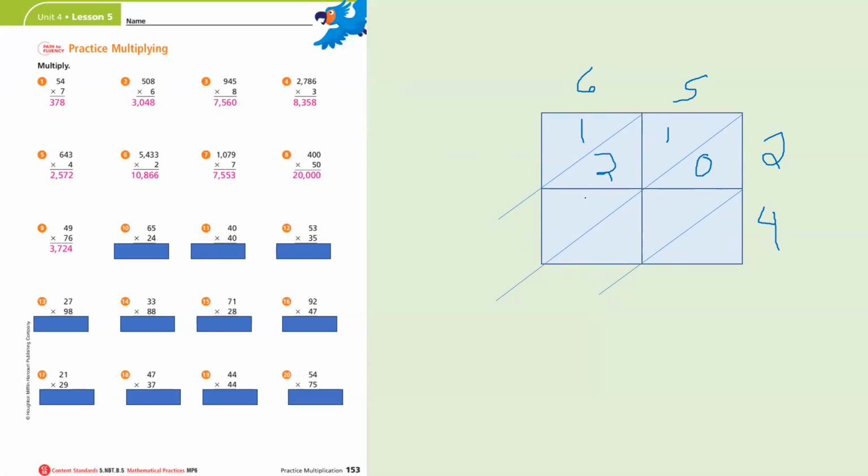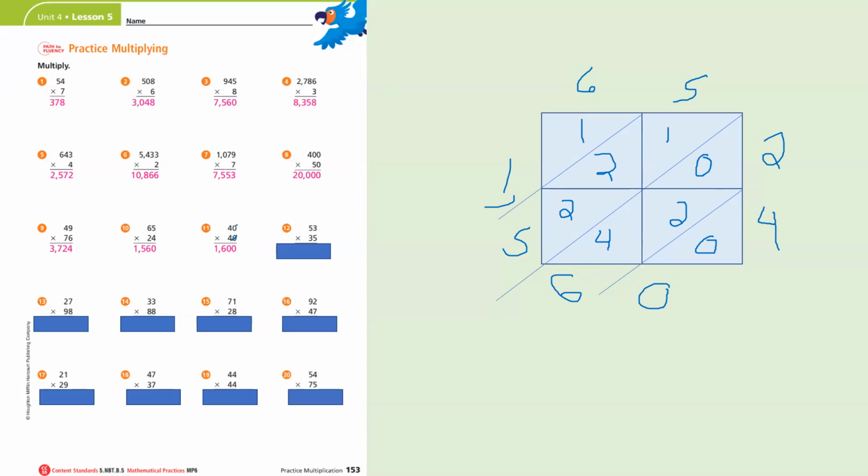6 times 2 is 12. This one over here is a 6 by 4, which is 24. This one's 5 by 4, which is 20. The 0 falls down. 4 plus 2 is 6. 2 plus 2 plus 1 is 5. And then the 1 falls down. Answer is 1,560.